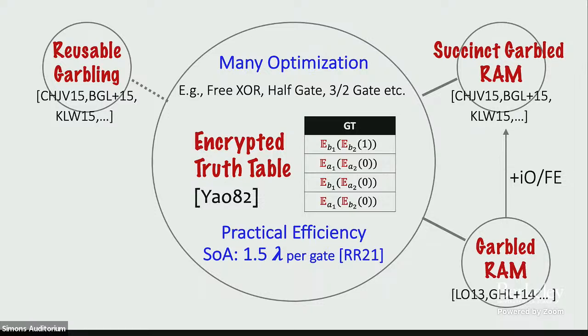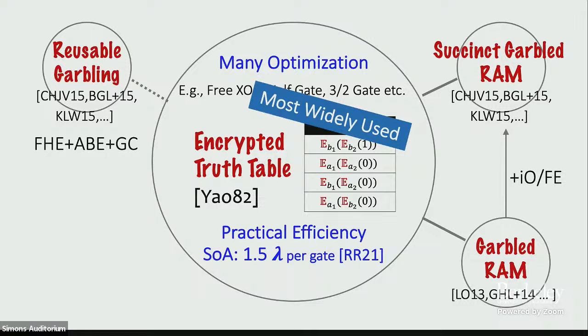And all of the input encodings are short, independent of the circuit complexity. This technique is in some sense deviating the most away from the encrypted truth table method so far. It really relies crucially on fully homomorphic encryption and attribute-based encryption, but it still uses the garbled circuit as a component.